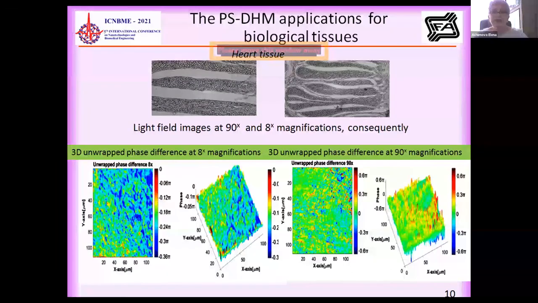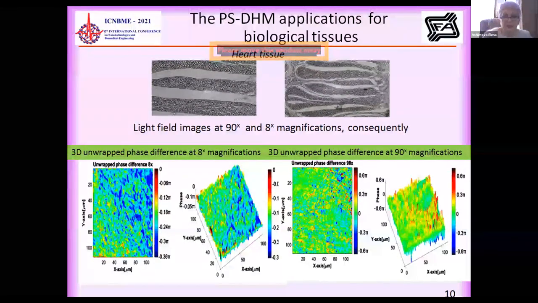And then the heart tissue. The heart tissue, this is the muscle of heart tissue. We can study it at 8x magnification, because there is a great difference. This is a filament, as you see. And from this, we obtain different phase maps at different magnifications, at first at 8x magnification and then at 19x magnification. We can see that the anisotropy is very small in this case, but from the 19x magnification, we can realize which structure we have seen in these samples.